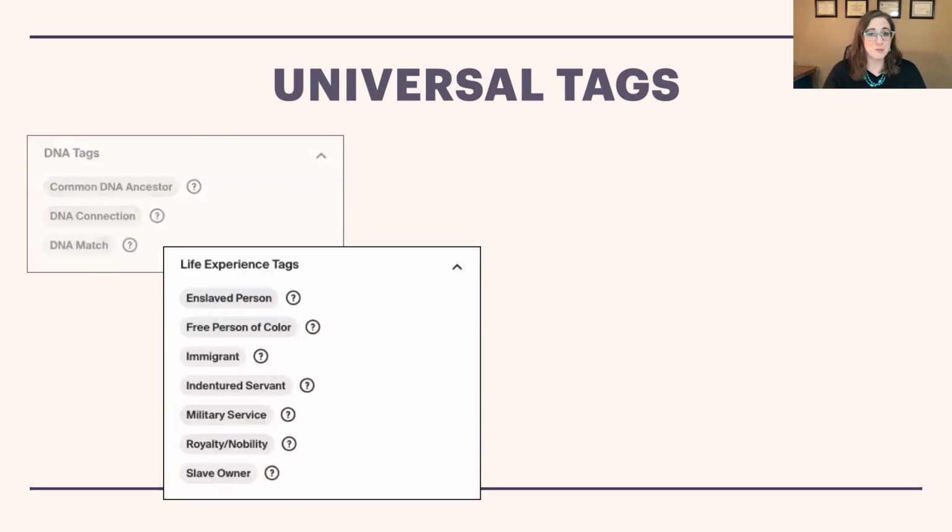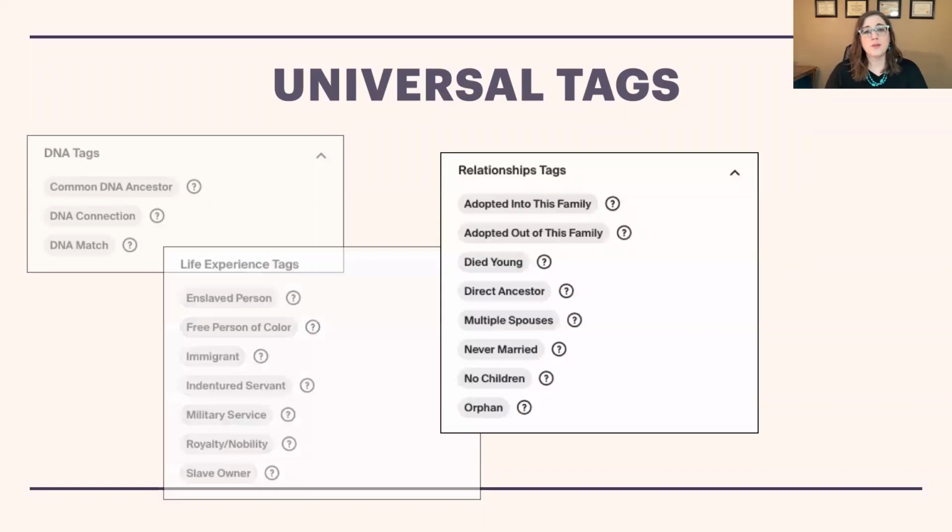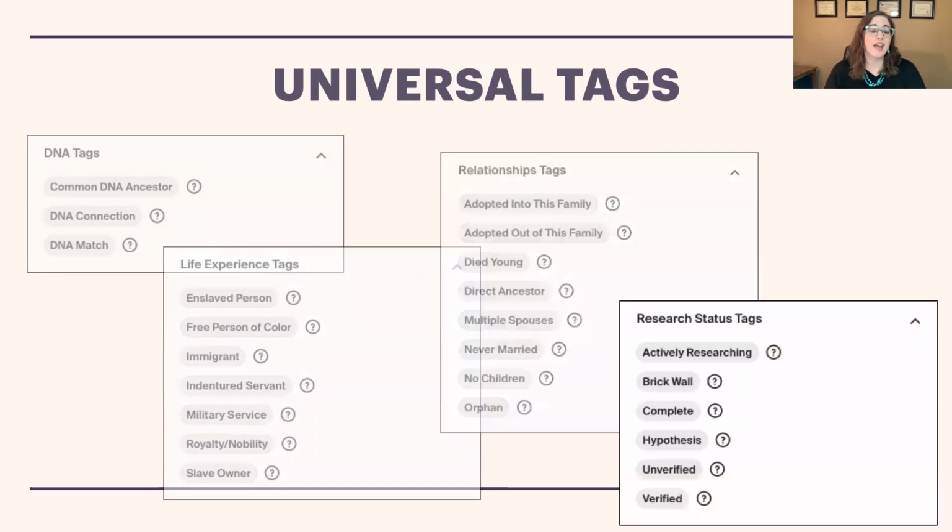There are many life experience tags: enslaved person, free person of color, immigrant, indentured servant, military service, royalty, nobility, and slave owner. For the relationship tags, there is adopted into this family, adopted out of this family, died young, direct ancestor, multiple spouses, never married, no children, or orphan. And then the final category is the research status tags.